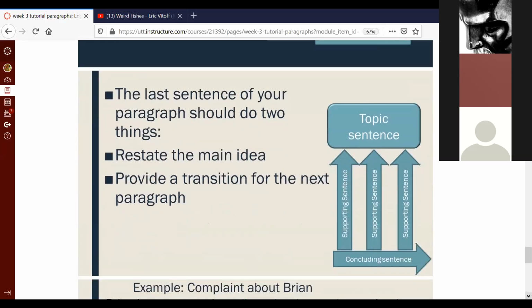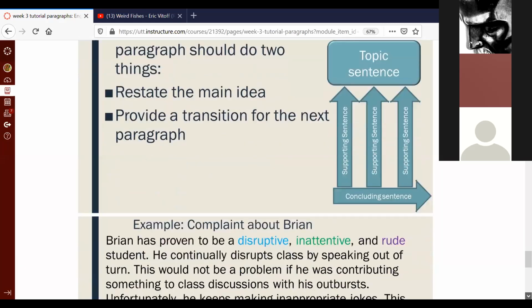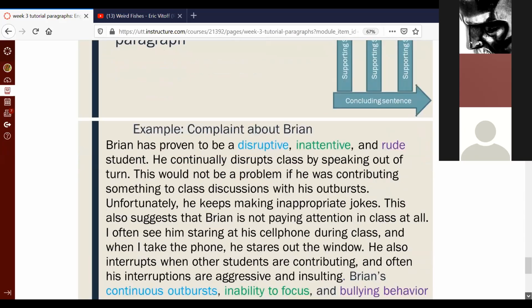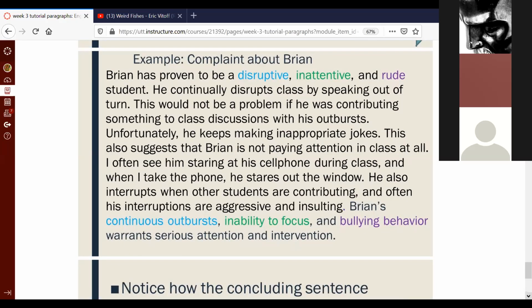And like we said, the clincher sentence sums up the paragraph, restates the main idea, and it should also lead you into the next paragraph. It sets up the expectation for what the next paragraph will be. So in the example, again, I color coded it. So we see how disruptive becomes continuous outbursts, inattentive becomes inability to focus, and rude becomes bullying behavior.